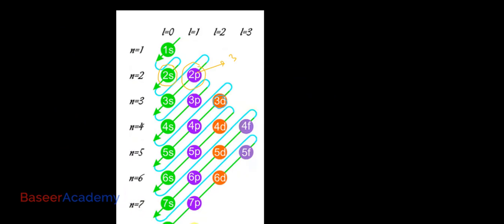This colorful diagram that you see out here is known as Euler's diagram. Euler's diagram helps us in writing down the electronic configuration. Let me draw this Euler's diagram for you.